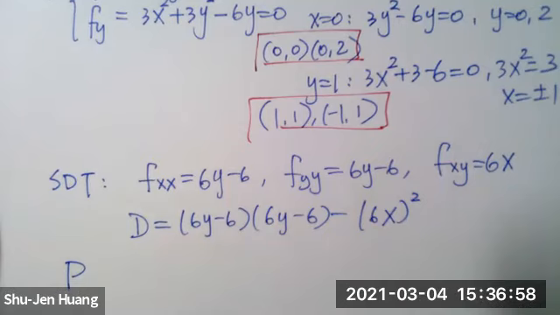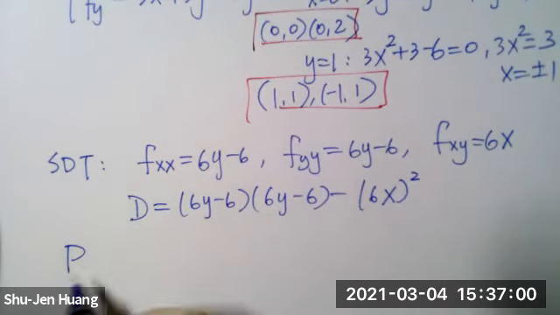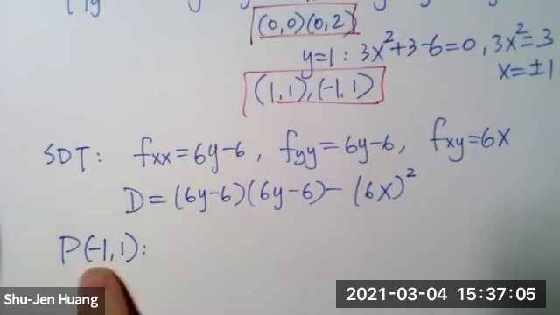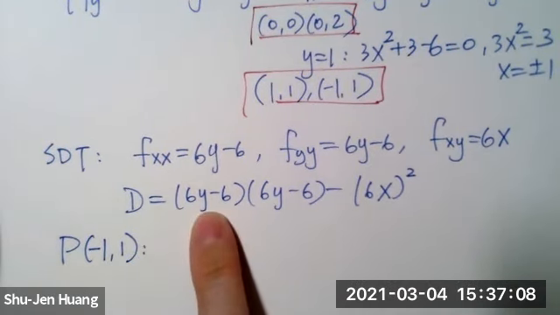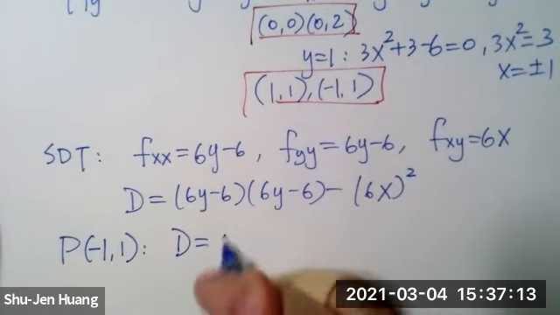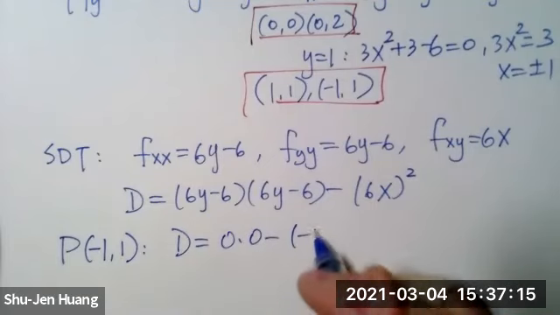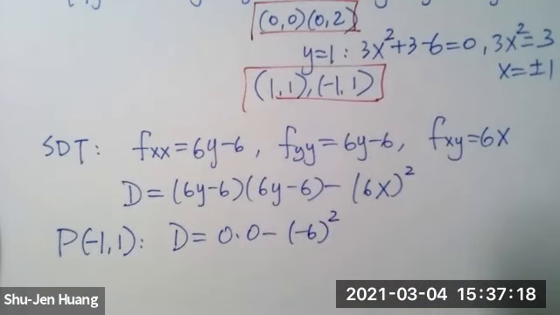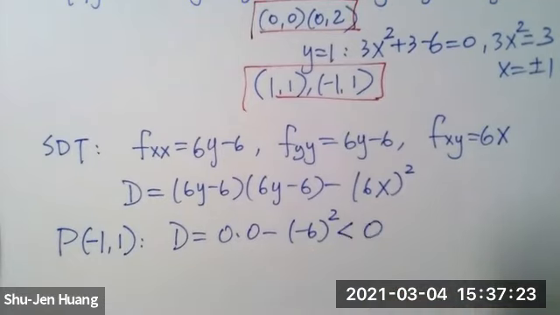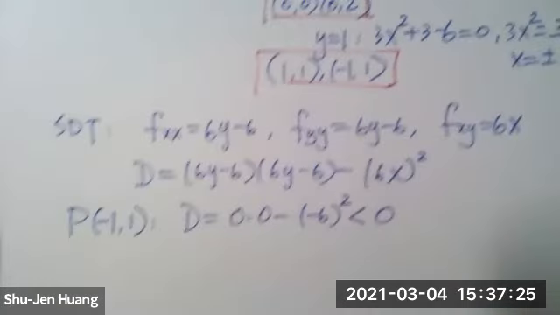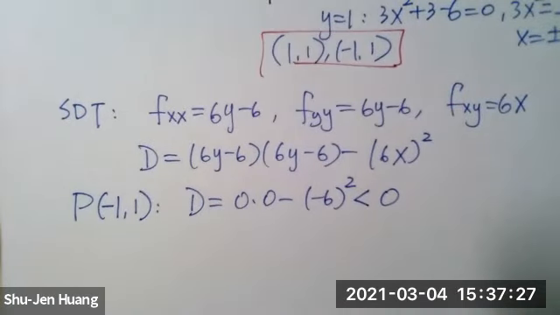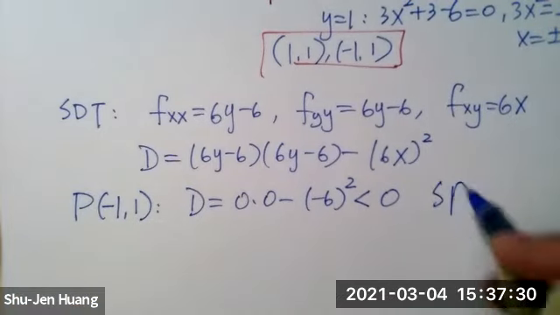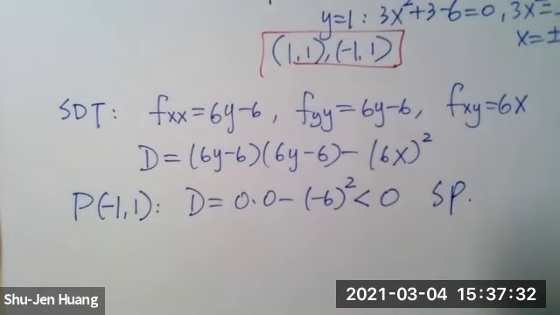Let's look at the first point P, which is minus 1 comma 1. When we plug in x equals minus 1, y equals 1, we have 0 times 0 minus negative 6 squared. So we have 0 minus 36, which is less than 0. So what do we have at the point P? This is a saddle point. Point P is a saddle point.